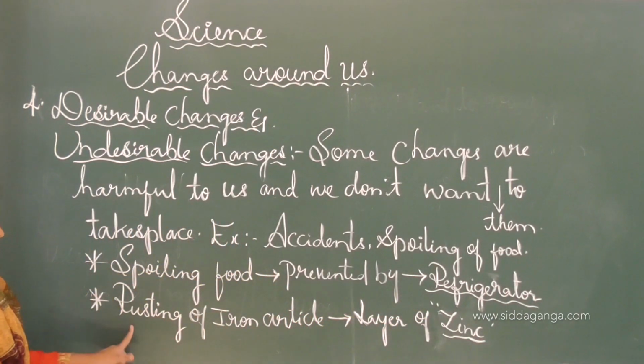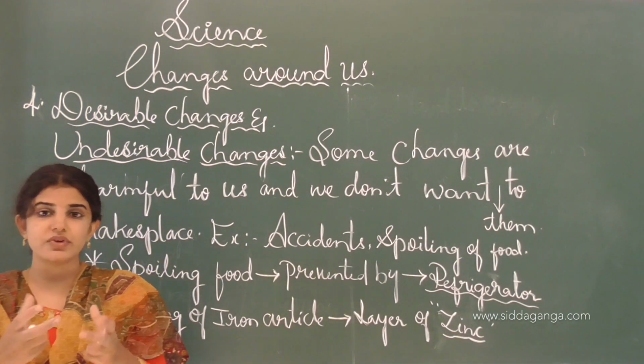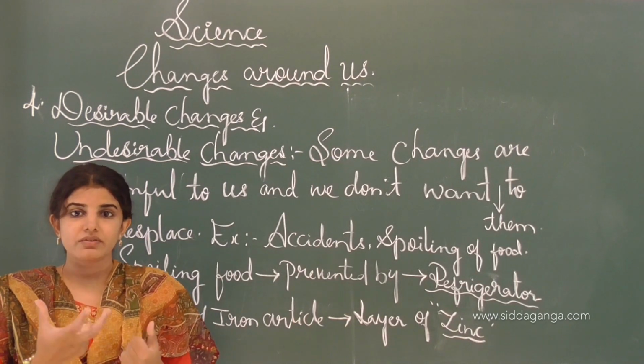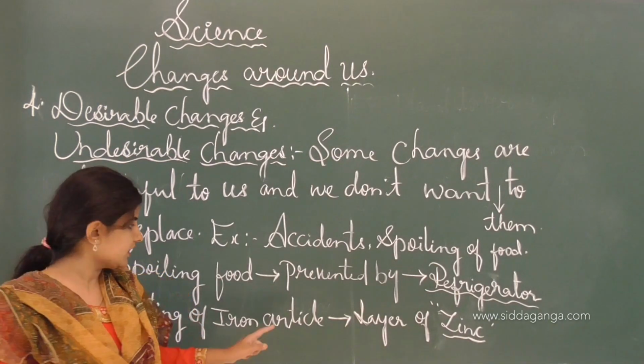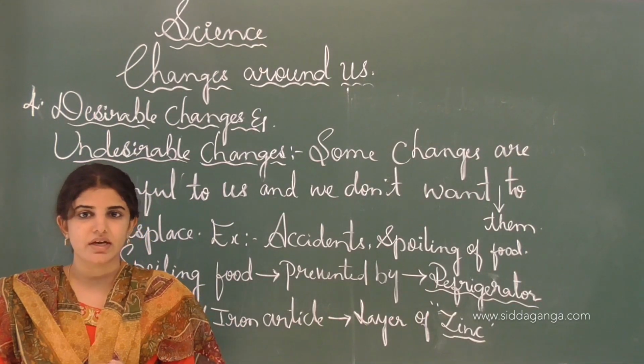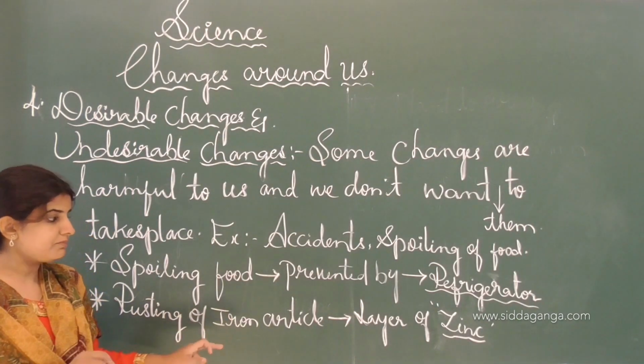And one more is rusting of the iron article. All iron articles will get rust when the moisture in the atmosphere comes in contact with the iron article. Rusting is nothing but tukku in Kannada. See, tukku hidiyodu.